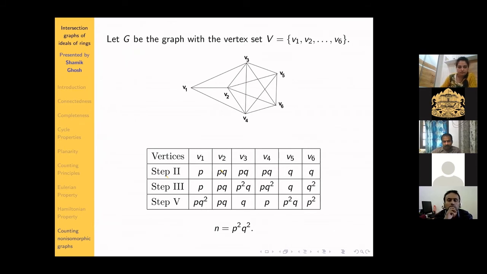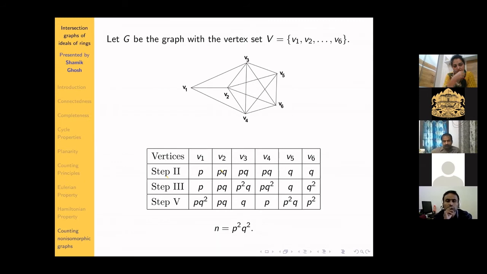And the number I am writing in step 2: the vertex V1 belongs to clique 1 but not clique 2, and so I am assigning P. But V2, V3, V4 belong to both the cliques, so I am assigning PQ. V5 and V6 belong to only the second clique, so I am assigning Q.